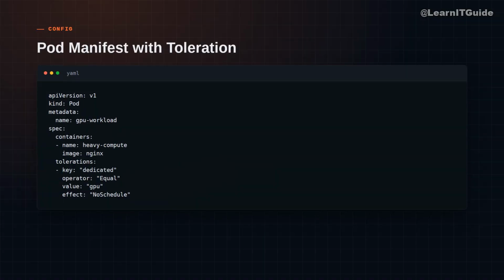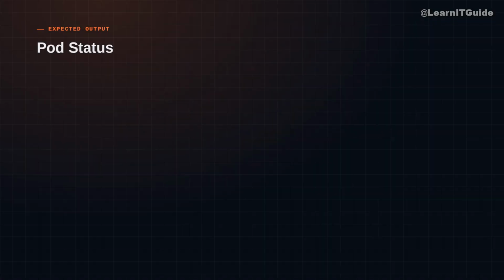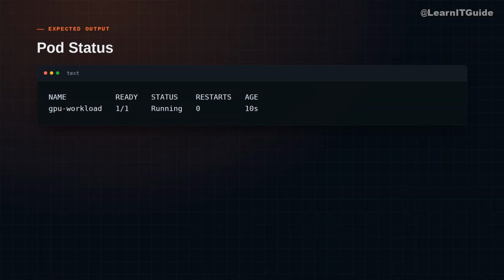Now, how do we let a pod land on that node? In your pod manifest, you must add the toleration section. Notice the key, value, and effect must match exactly what we set on the node. If even one character is off, the pod will fail to schedule on that node. Once you apply this manifest, the pod status will show as running. This confirms the scheduler successfully matched the pod's toleration to the node's taint.